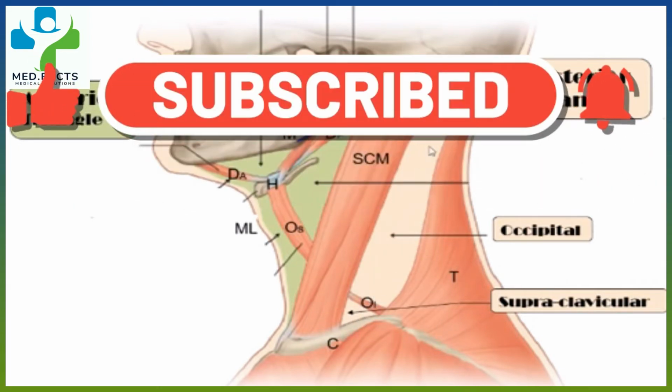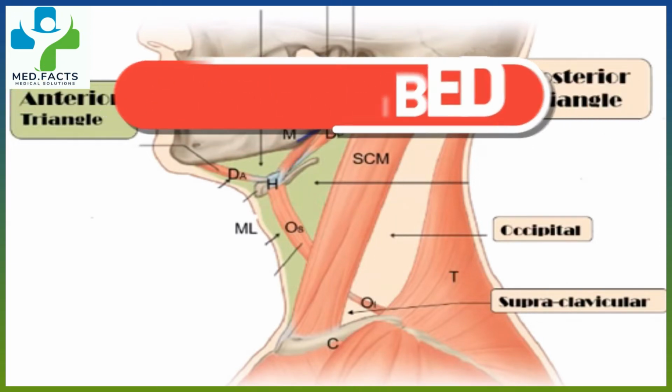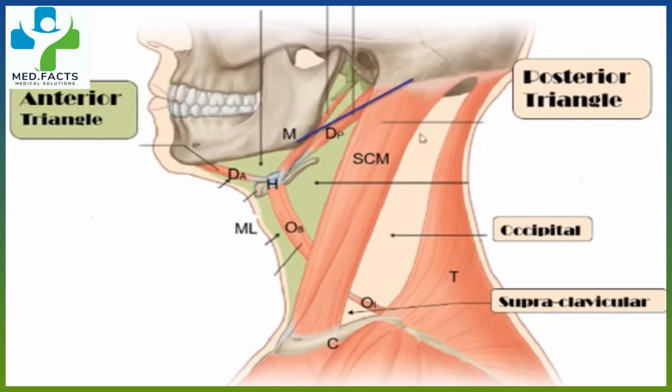So if they ask you the boundaries of the occipital triangle, then you should write that the anterior boundary is formed by the posterior border of the sternocleidomastoid, posteriorly by the anterior border of the trapezius, and inferiorly it is the inferior belly of the omohyoid. These are the three boundaries. Whenever we talk about a triangle, it will have three boundaries, so we should be able to tell the three boundaries. Anteriorly we have the sternocleidomastoid here, posteriorly we have the trapezius, and inferiorly the base is formed by the inferior belly of the omohyoid.